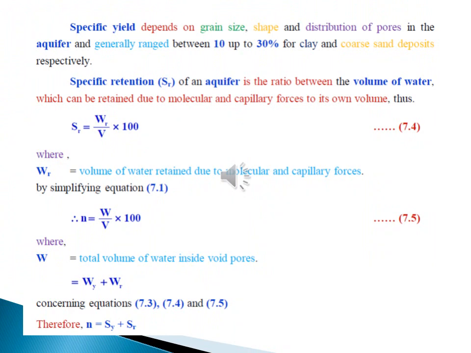Specific yield depends on grain size, shape, and distribution of pores in the aquifer and generally ranges between 10 up to 30% for clay and coarse sand deposits respectively. Specific retention of an aquifer is the ratio between the volume of water which can be retained due to the molecular and capillary forces to its own volume, as shown in the enclosed equation.